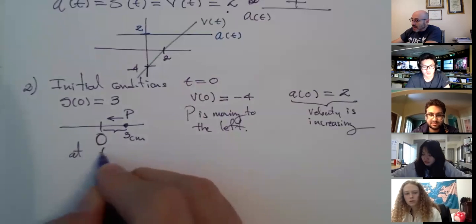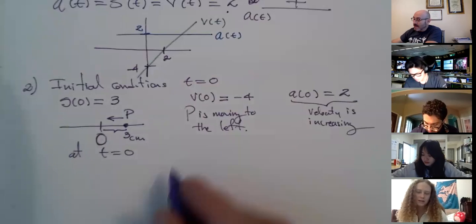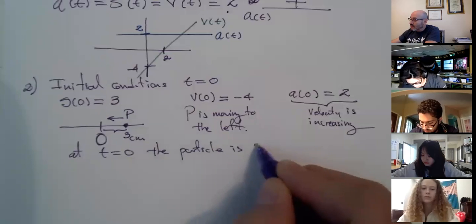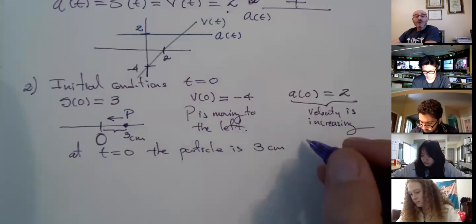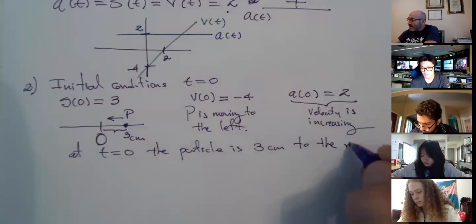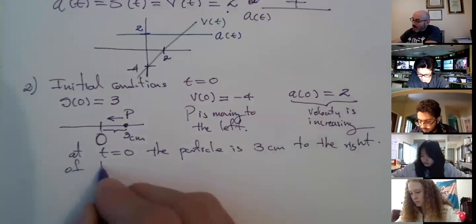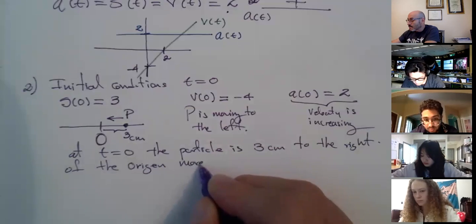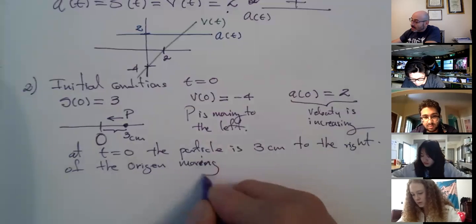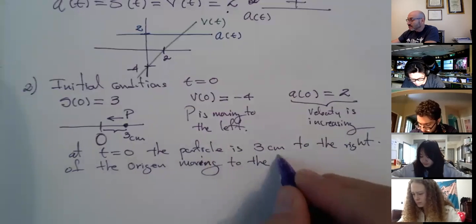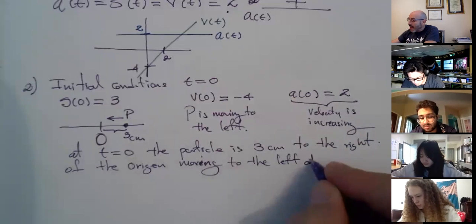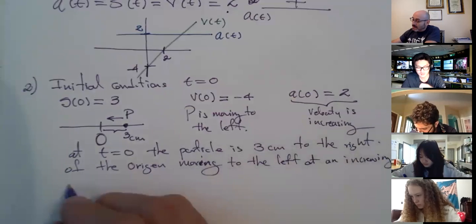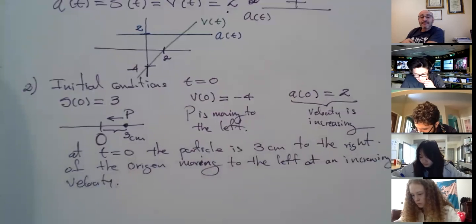At time equal to 0, the particle is 3 centimeters to the right of the origin, moving to the left at an increasing velocity, right?